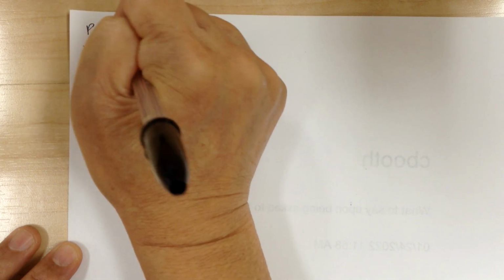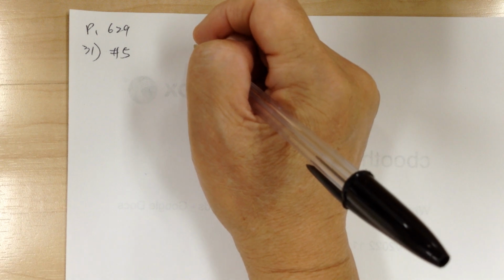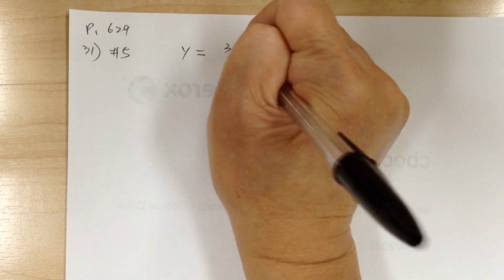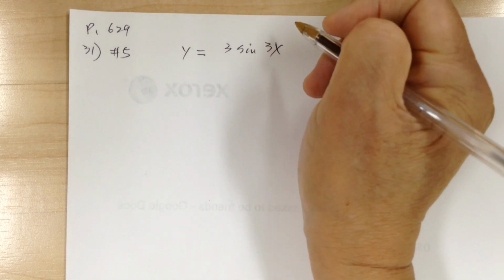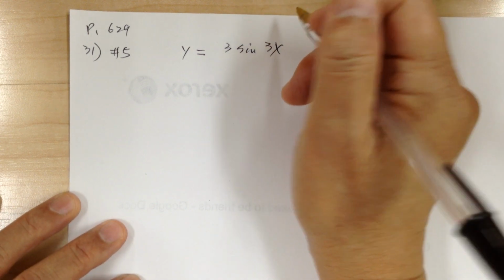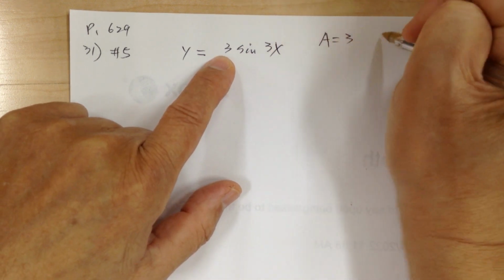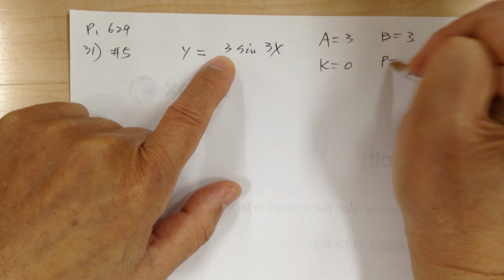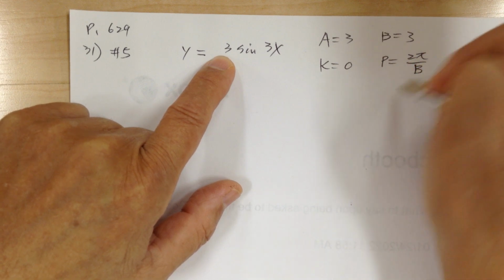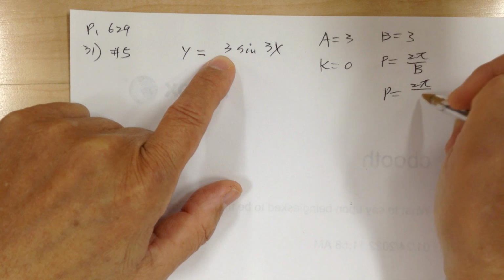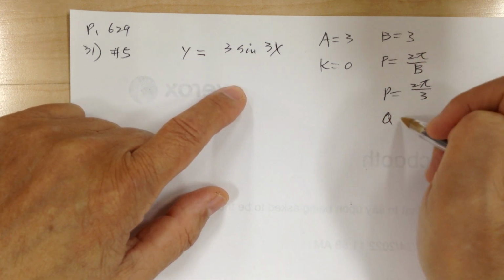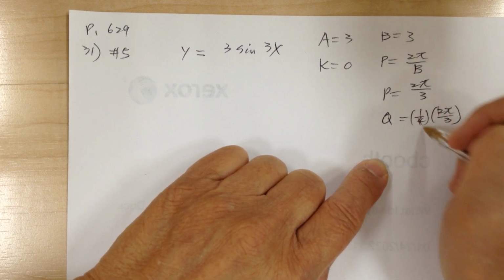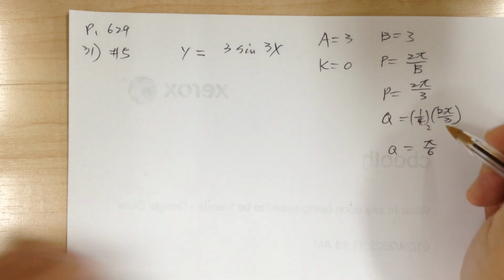And this will be graphing number 5. Okay, so you got y equal to 3 sine of 3x. So again you got a equal to 3, b equal to 3, and k equal to 0, and period equal to 2 pi over b. So period equal to 2 pi over 3. So the q equal to 1/4 of that, and you can reduce. So q equal to pi over 6.